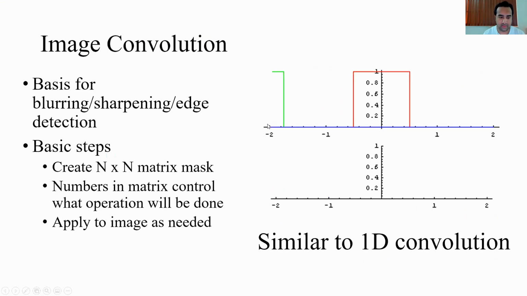Now, continuing on, the next thing to understand is the basis for how to do blurring, sharpening, and edge detection in MATLAB, or really just on images in general. And the idea is you need to understand how image convolution works.